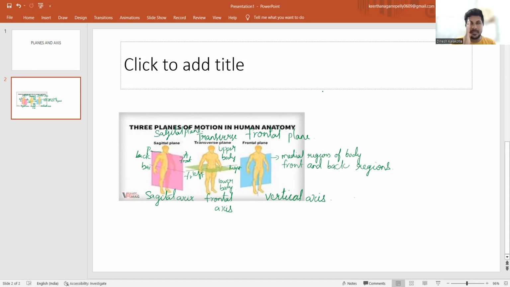It passes this way, right? It passes this way, so that it divides the body into right part and left part. Don't get confused. Okay. So the frontal plane divides the body into medial region, so that you will be having front and back regions, right? And it is vertical axis. As you can see, there's a vertical axis passing through the middle region of the body, right? So your vertical axis divides the body into right part and left part.